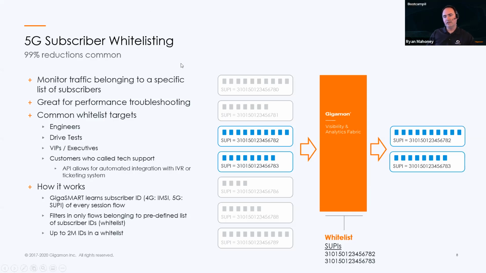But with whitelisting turned on, you can have just those SUPIs, just those subscribers in the whitelist, and you could even direct these to a special probe that has longer term storage because it's not being overwritten, because it's dedicated just to your drive test inspection.